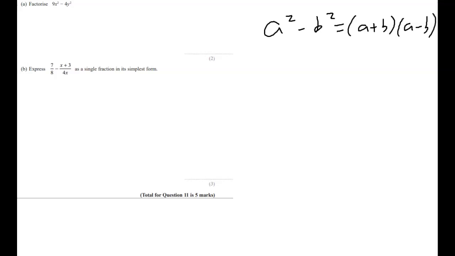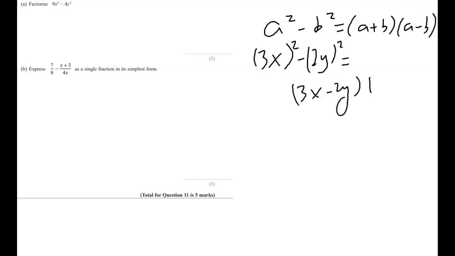Because right now, if we look at this question, 9x squared can essentially be written as 3x squared minus 2y whole squared. So essentially, if I were to break this down a little bit more, it would then become 3x minus 2y, and then 3x plus 2y. And that's the final answer for part A.